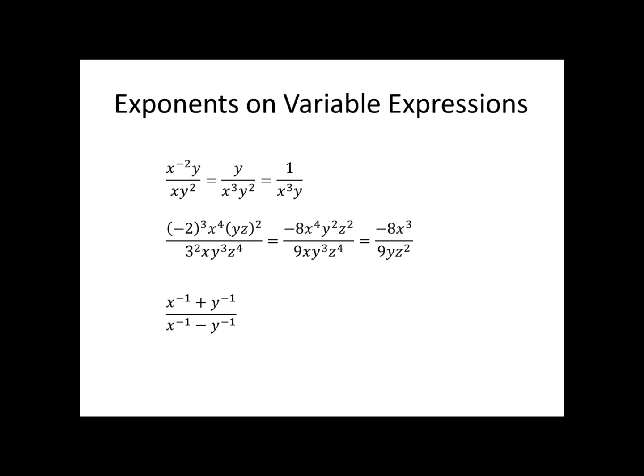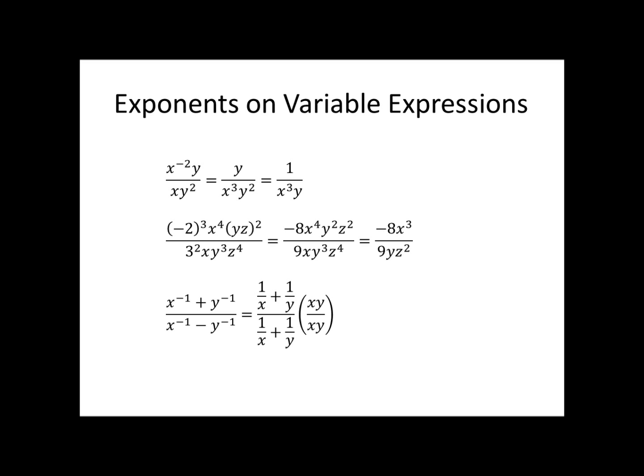Now, this last expression is a real bugger. We've got some negative exponents, so we need to deal with that. But we can't just switch them top and bottom because of the addition that's happening on top and the subtraction that's happening on bottom. So we're actually going to make this look a little bit uglier first before it gets better.